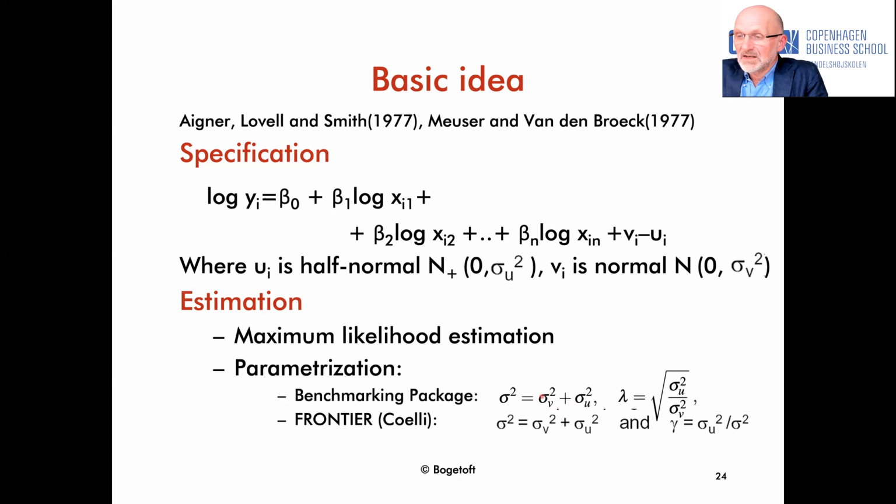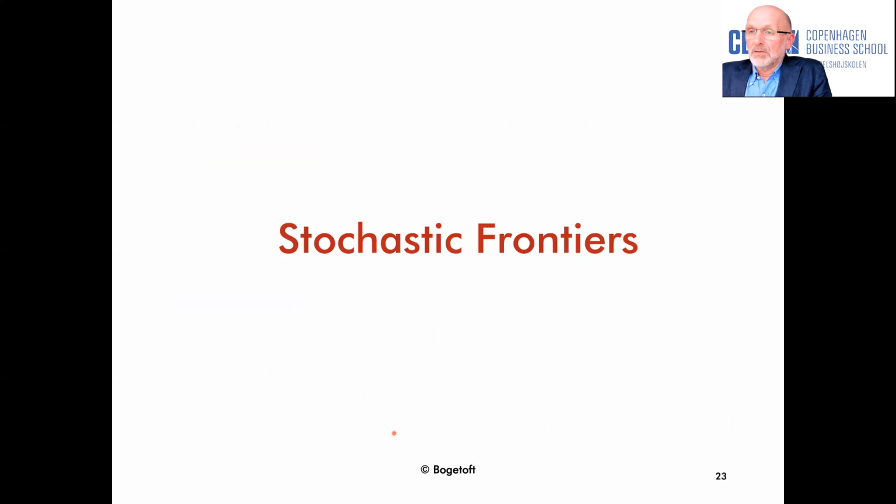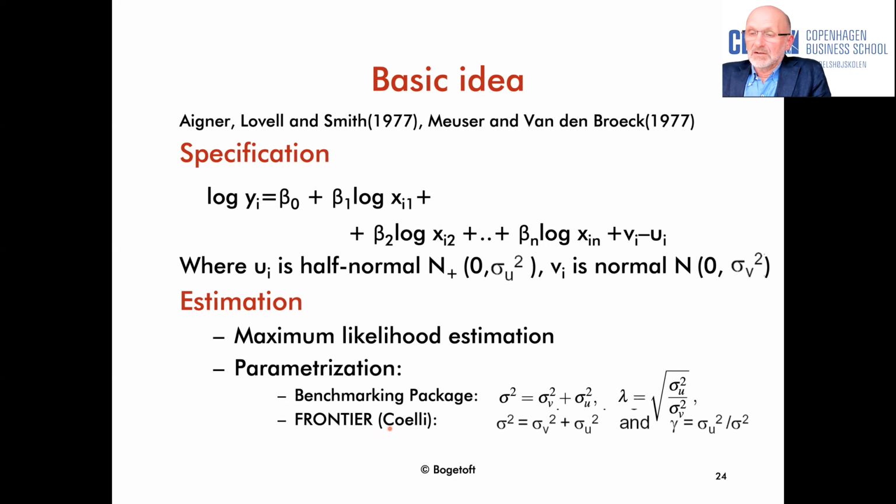Instead of trying to find sigma v squared and sigma u squared directly, we rather try to find sigma squared and lambda. It has to do with the way that we search this space of parameters. An earlier implementation, but for sure an equally good implementation, is in the frontier package, based on the original program of Tim Coelli. They use a slightly different parameterization.